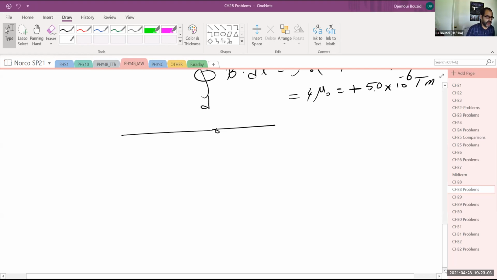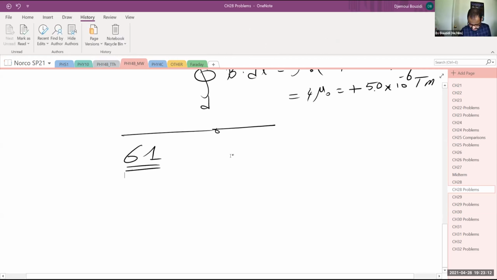So let's look at problem 61. Problem 61 actually takes you back to a little bit of mechanics from physics 4A. So problem 61, what you have in here, let's read the problem first.